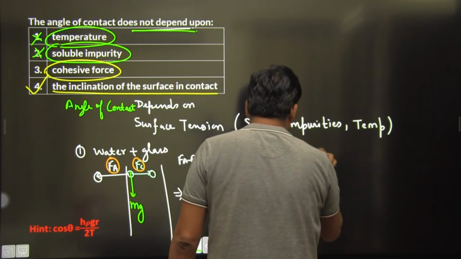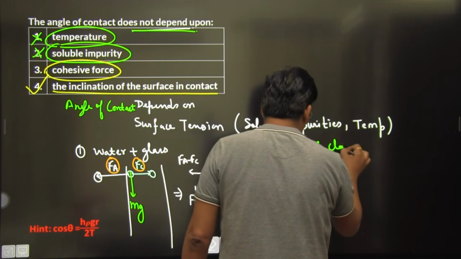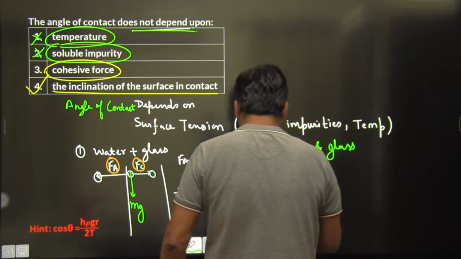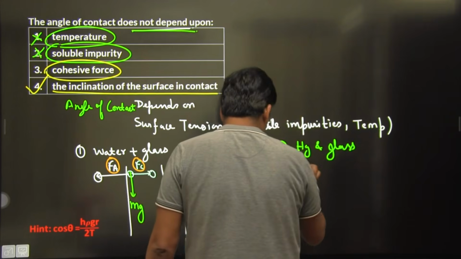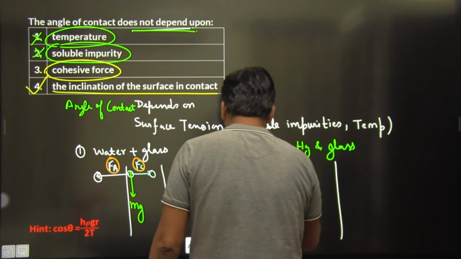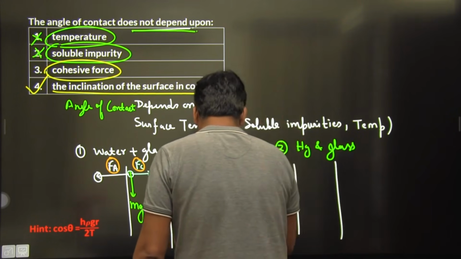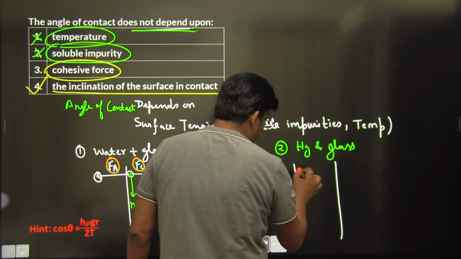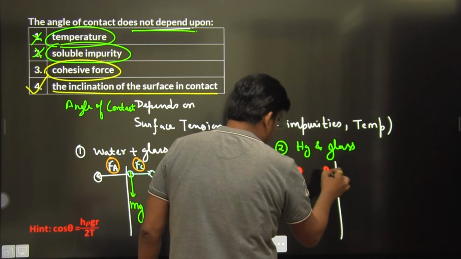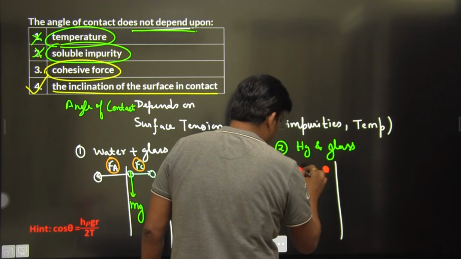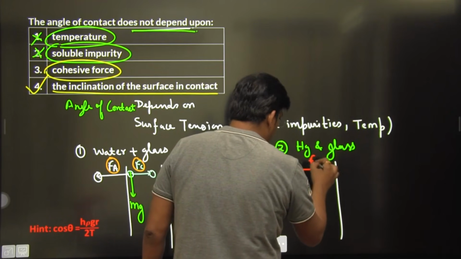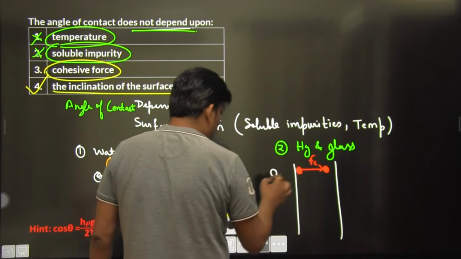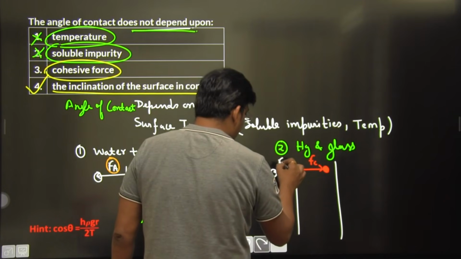In the case of mercury and glass, I'll quickly explain. Right, dear students, so if this is mercury and glass, this is a glass molecule. Now this is a molecule of mercury. This is another molecule of mercury. Now for mercury, the cohesive force is greater than the adhesive force. Cohesive force is greater than adhesive force.